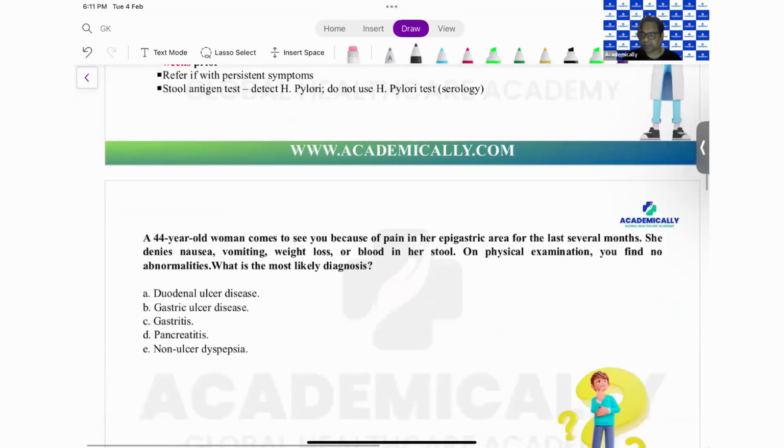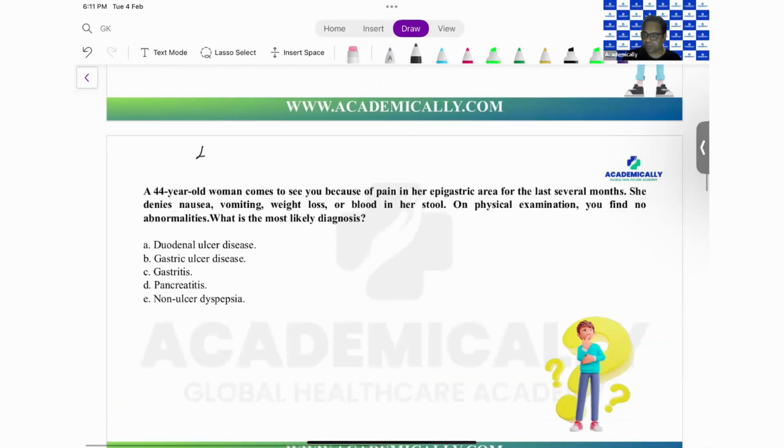Now, next question. A 44-year-old woman comes to you because of pain in the epigastric area for several months. She denies nausea, vomiting, weight loss, or blood in her stool. On physical examination, you find no abnormalities. What is the diagnosis? The first question that we ask, is it dyspepsia? And I think the answer is yes.